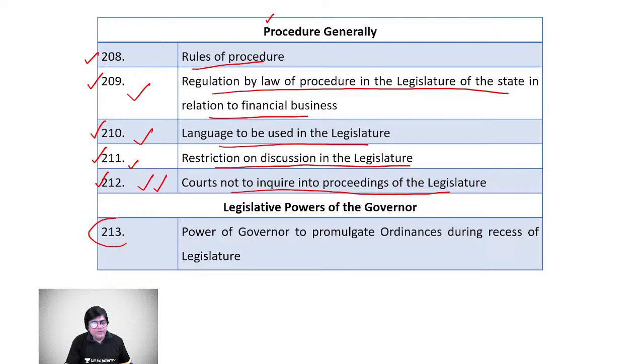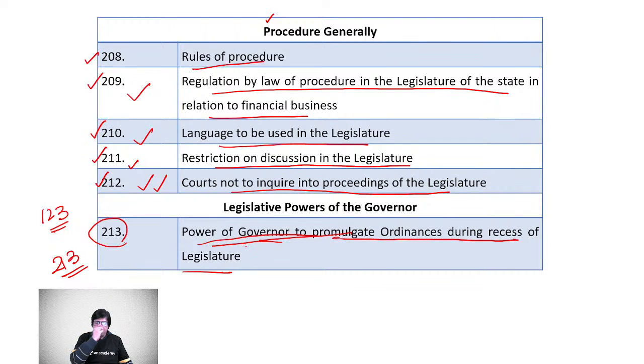And Article 213 is a very special article, just like 123 is there for the ordinance making powers of the president. Article 213 is the ordinance making powers of the governor. These are the powers of the governor to promulgate ordinances during recess of the legislature. Now this is important. This is a very exclusive power given to the governor: when the legislature of the state is not in session, either one house or both houses, then the governor under Article 213 is authorized to promulgate ordinances. Those provisions are given in Article 213.